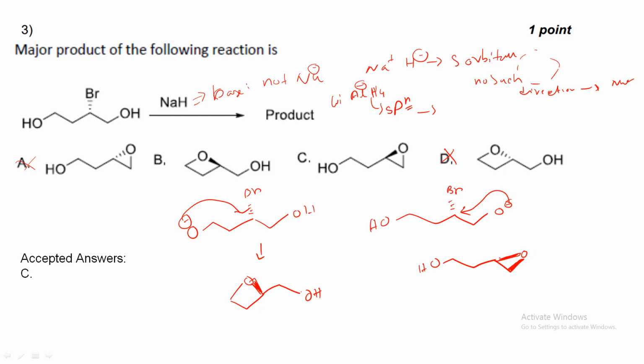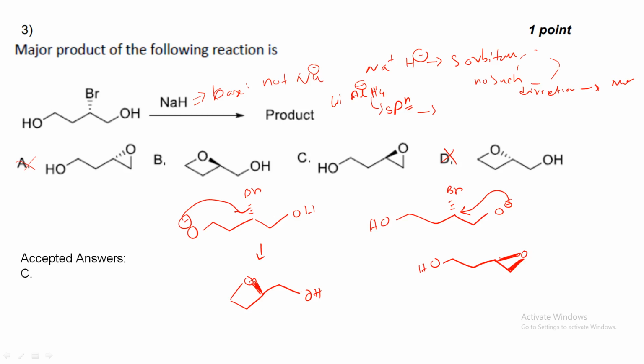So now we have two options between B and C. Between this type of oxetane and epoxide, the epoxide turns out to be the thermodynamically favored product. Its stability is much more than that, and that's why this particular attack is more favorable than this, and kinetically also this kind of attack is more favorable.